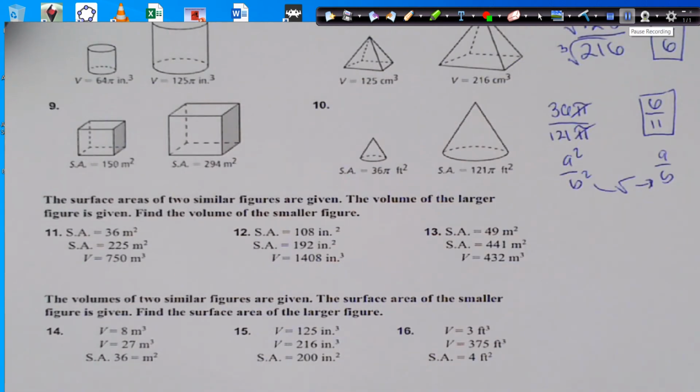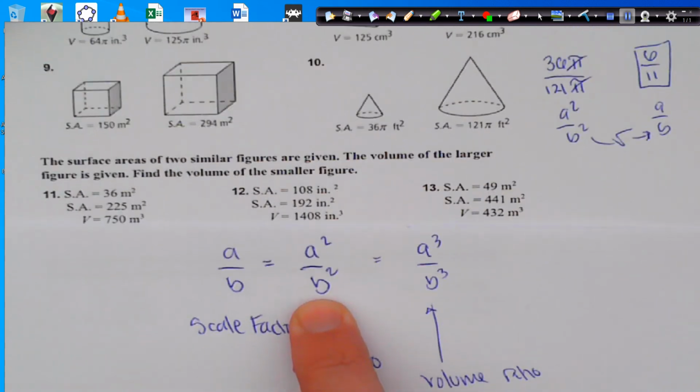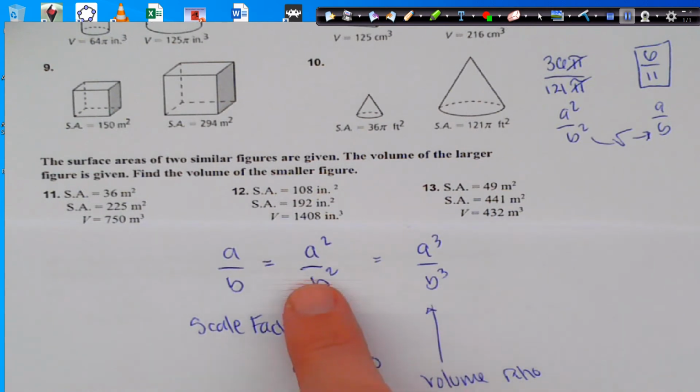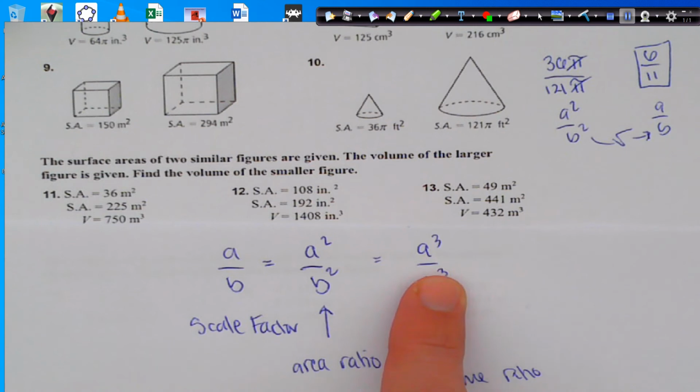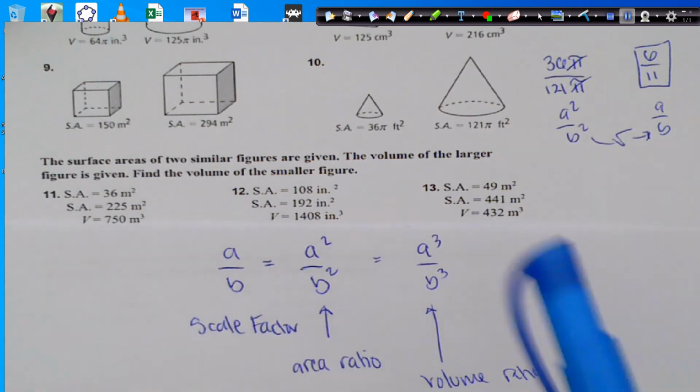So for number 12, it says the surface areas of two similar figures are given. The volume of the larger is given. Find the volume of the smaller. Okay, so we're starting out. This one's kind of confusing, but let's go to here. We're starting here, with our area ratios. Now, I can't go from here to here because, to get from here to here, I have to multiply by a, but I don't know what a is. So this is kind of funky. I have to start here, go back to here, and then go over here.